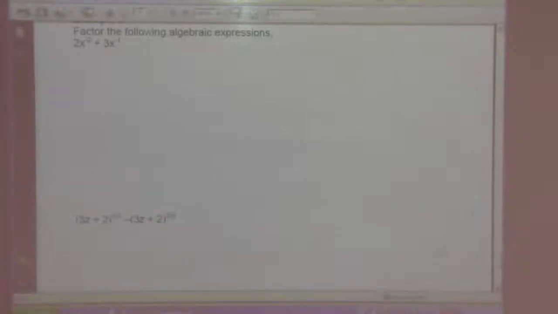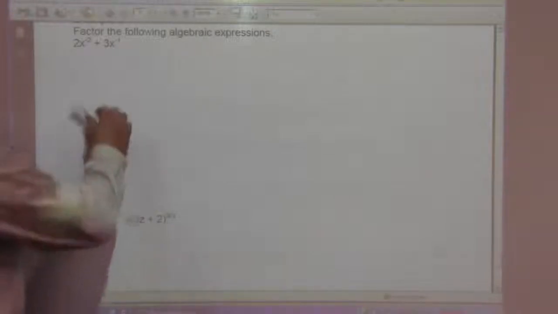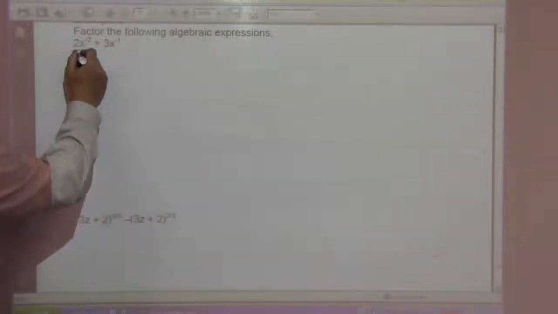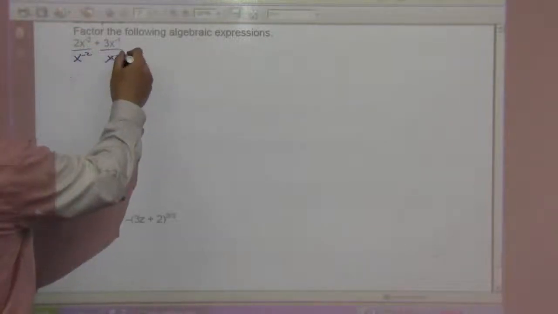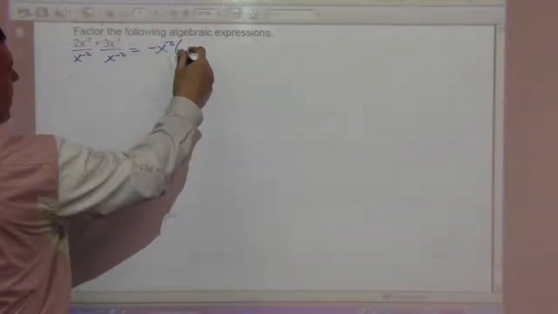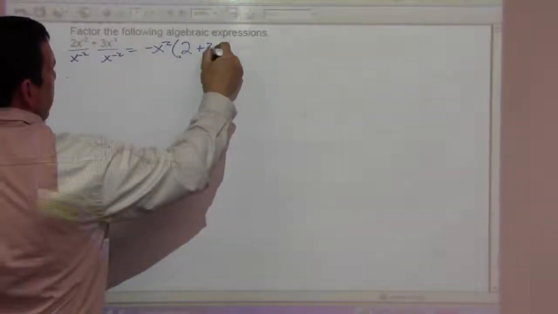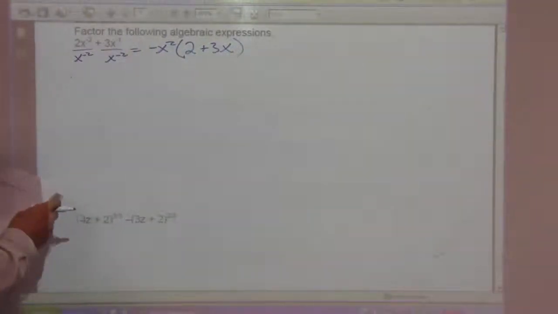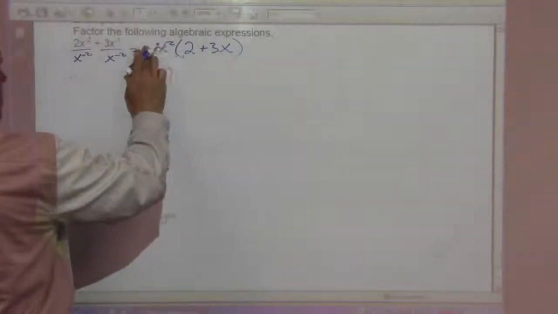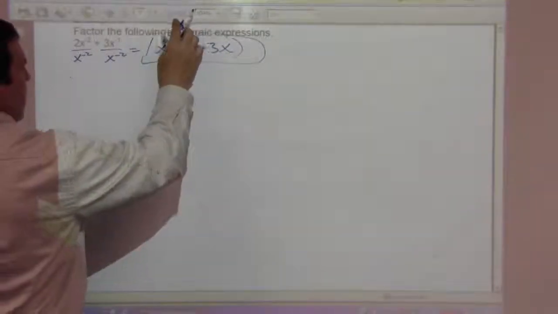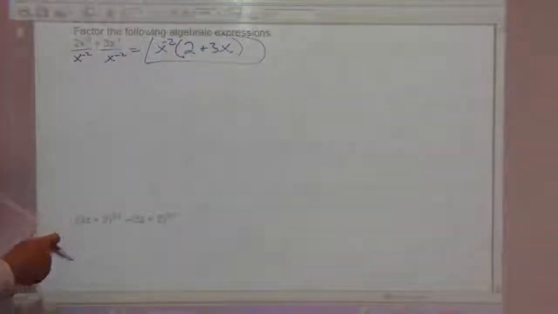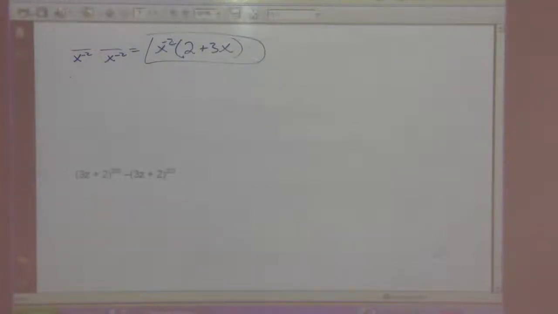Pretty brutal. Okay, factor 2x to the negative 2 plus 3x to the negative 1. So the smaller of the two is actually x to the negative 2. It would be x to the negative 2 times what? 2 plus 3x. Sorry, just x to the negative 2. Negative 2 is the power. There we go.